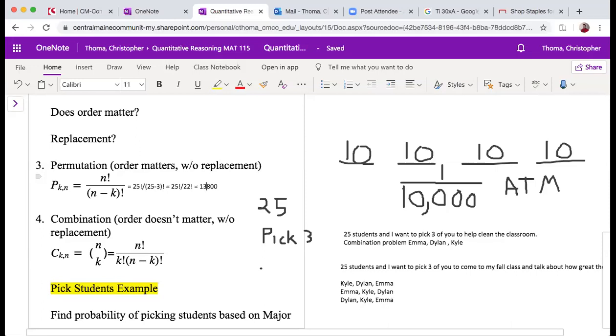So that's how many different ways I can pick 3 of you out of 25 using permutations. So is it 13,800? Is that the right answer? Why can't we do 25 factorial and then divided by 22 factorial on the calculator? Yeah, you get the same answer.